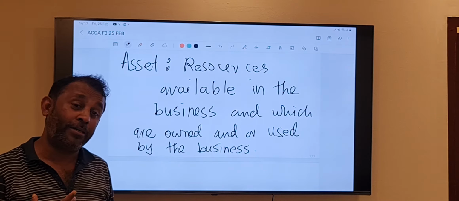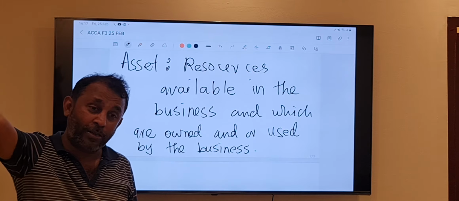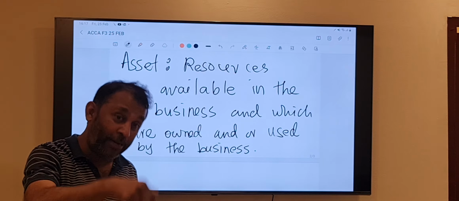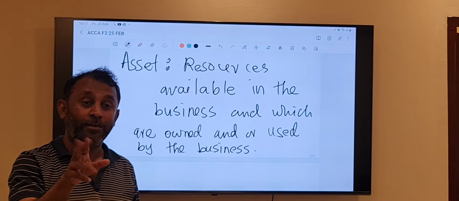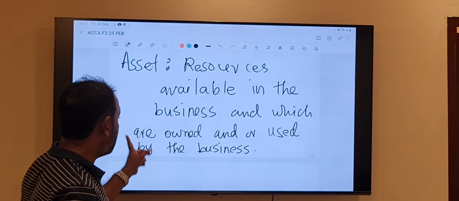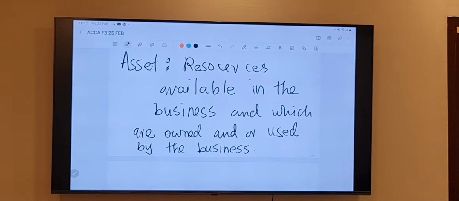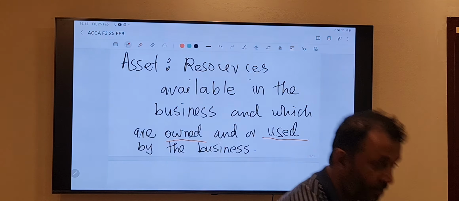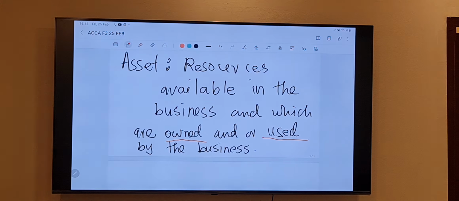Now, I have a car in my home. Can I call that an asset for my business? No, it should be available in my business or any given business. And which are owned, underline this word. Sometimes some of the assets we will be the owners.